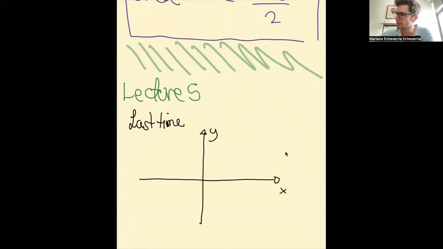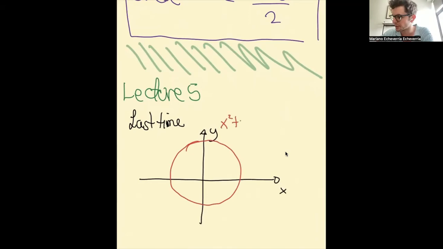If you have the unit circle, x squared plus y squared equals 1, and then you have this angle theta, then the entries of this point on the circle, which is x comma y, is actually the same as cosine of theta, sine of theta.